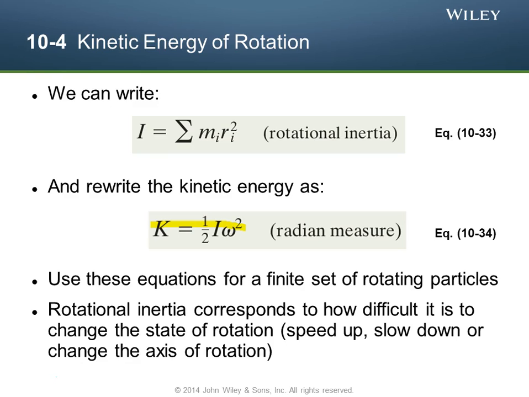And we're going to use this equation for a finite set of rotating particles. Certain shapes, we're just not able to calculate I easily, so we won't be able to use this. Rotational inertia corresponds to how difficult it is to change the state of rotation, whether that's to speed it up, slow it down, or give it more energy or take energy away.